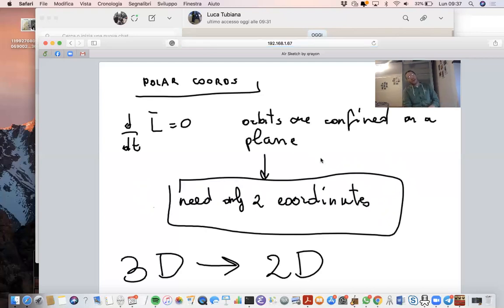Which is already a big simplification. You have one less differential equation to solve. So, okay, this is already something which we have gained. So now from this point on, we can draw the electron orbiting around the nucleus as a trajectory on a plane. We can use a piece of sheet to draw this.